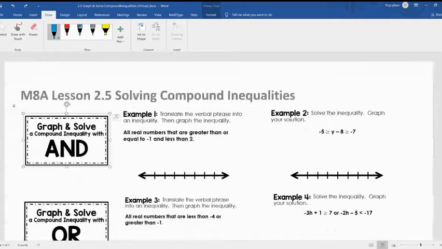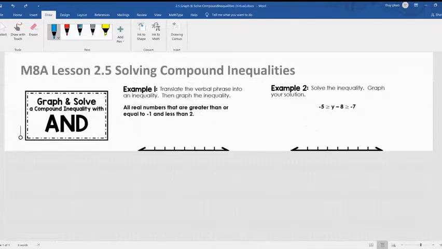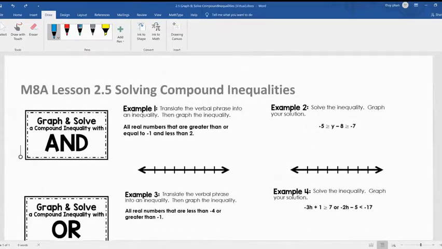All right, so today we're going to talk about compound inequalities. When we solve compound inequalities, we also have to take into account the word "and" or "or". When I say "and," what I'm referring to is an intersection.